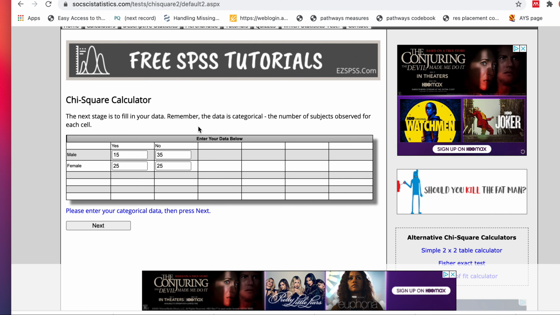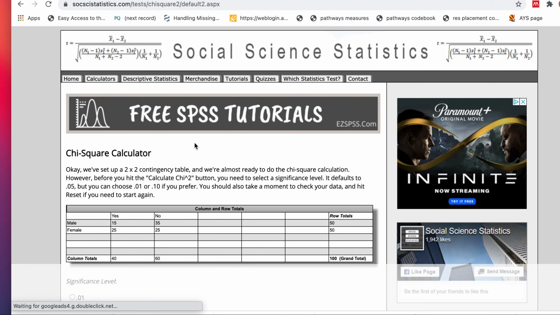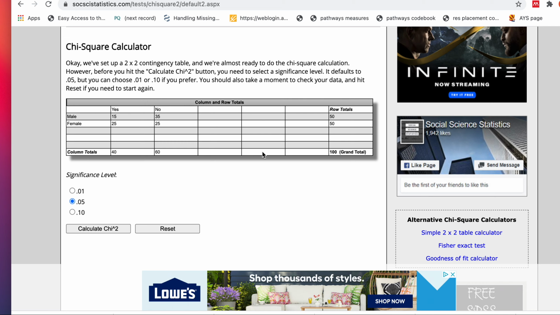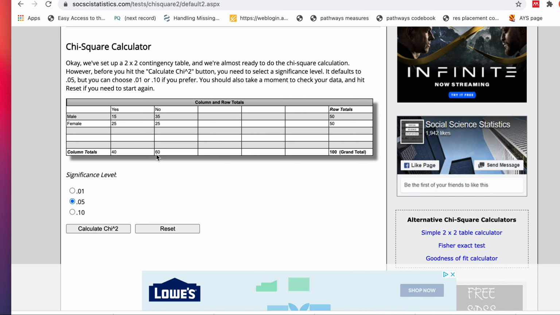Before this, you want to create a hypothesis. So my hypothesis is that a significantly larger number of women would get the COVID vaccine than males. And then my null hypothesis would be that there's no statistically significant difference between males and females for getting the COVID vaccine. You see here the column and row totals: there's 50 and 50, so 100. Column totals also add up to 100.